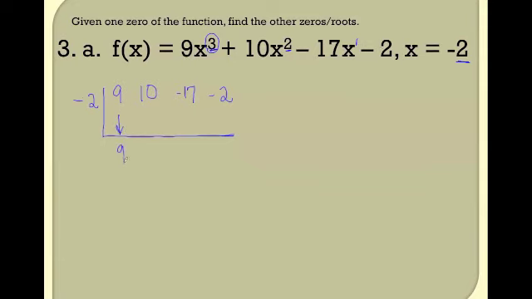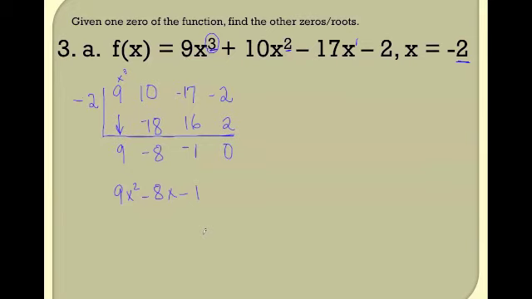So bring down the 9, and then I multiply negative 2 times 9 and add. Multiply negative 2 times negative 8 and add. Negative 2 times negative 1, and I get 0. So this tells me that this started out as an x cubed, and because I'm really essentially taking out an x, this becomes 9x squared minus 8x minus 1.